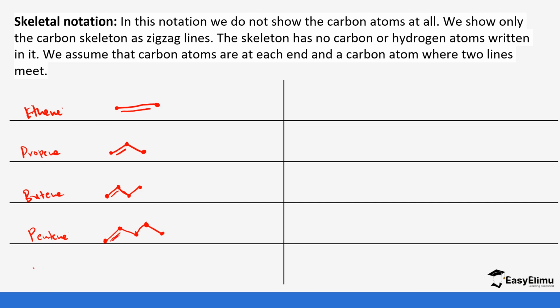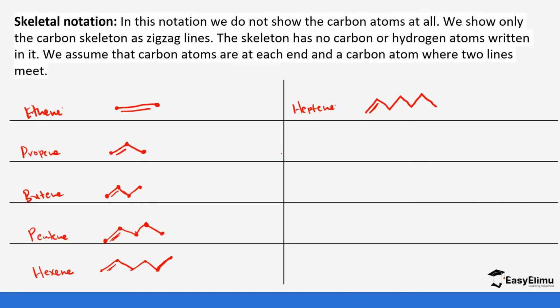So for hexene, the same thing. So we have a line. So there's one carbon here, 2, 3, and then 4, 5, and then 6 here. So we draw a smaller line to represent the double bond. And then we look at heptene. So heptene is 7. So 1, 2, 3, 4, 5, 6, 7. And then we put a line here to show the double bond.